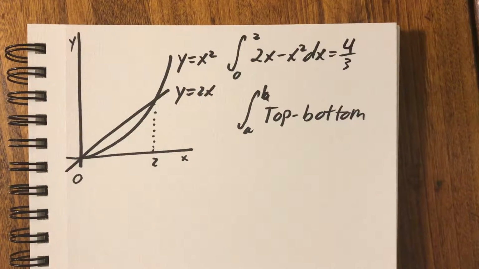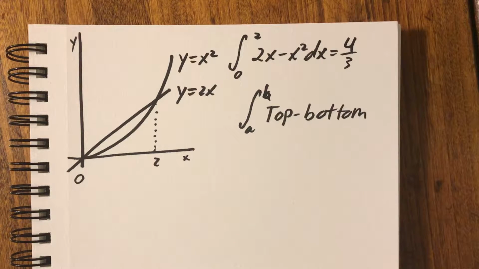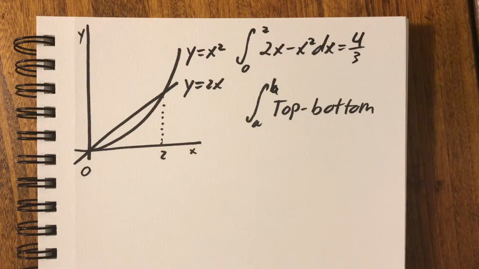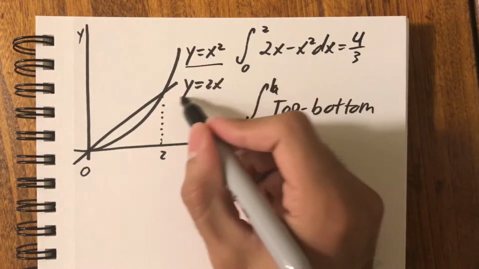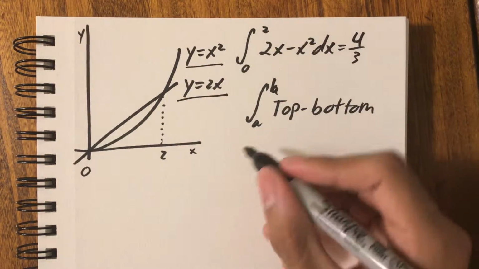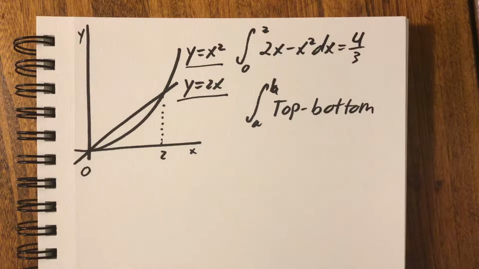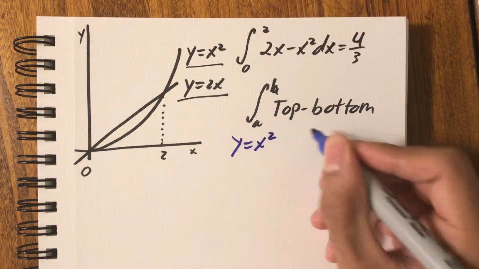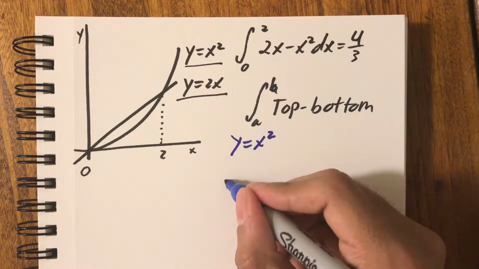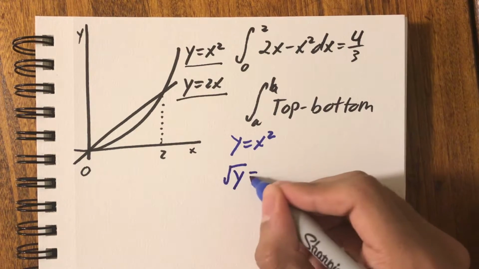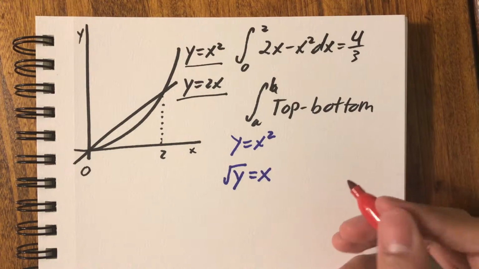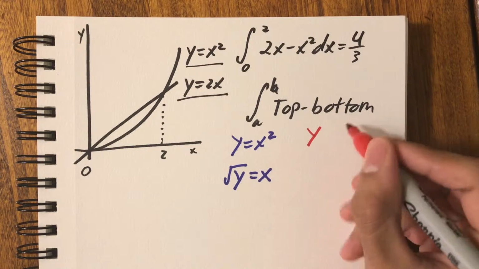So what if we want this in terms of y? Because that's what your Cal 2 teacher is going to ask you. To put this in terms of y, all you do is take these equations and put them in terms of y. So you solve for x, basically. So y is equal to x squared. You solve for x by taking the square root: the square root of y is equal to x. It's now in terms of y. It's not that hard, it's not that complicated, but your Cal 2 teacher probably won't explain it all that well.